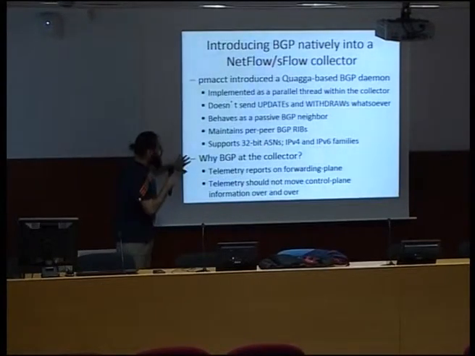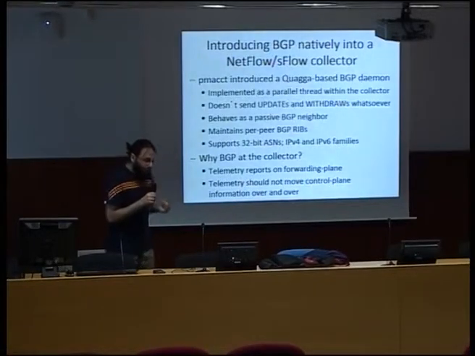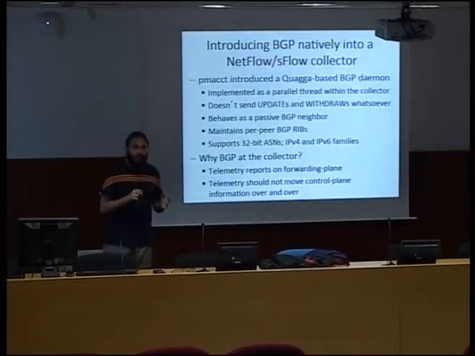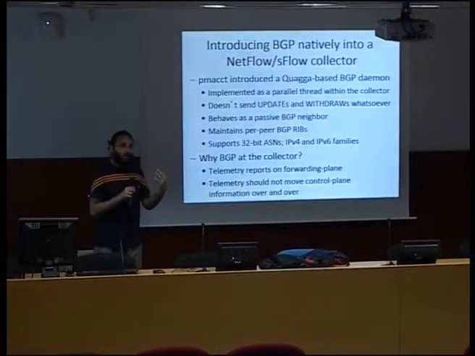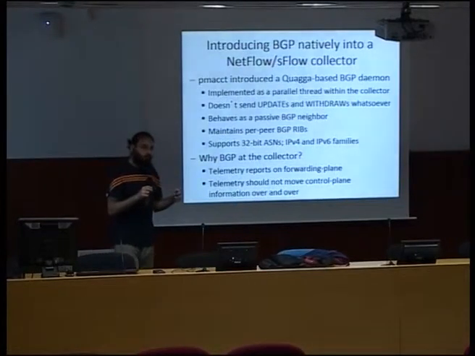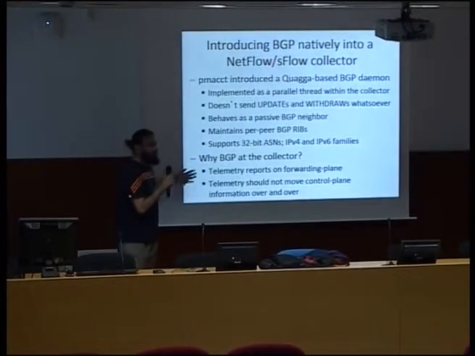So why BGP at the collector, right? Because somebody can say, if you studied a little bit of the NetFlow protocol, you know that it's flexible. So you have this kind of TLV approach where you can even define new primitives. And so why, for example, you don't have a field in NetFlow that says about AS path? Why do you want to peer with the BGP collector?